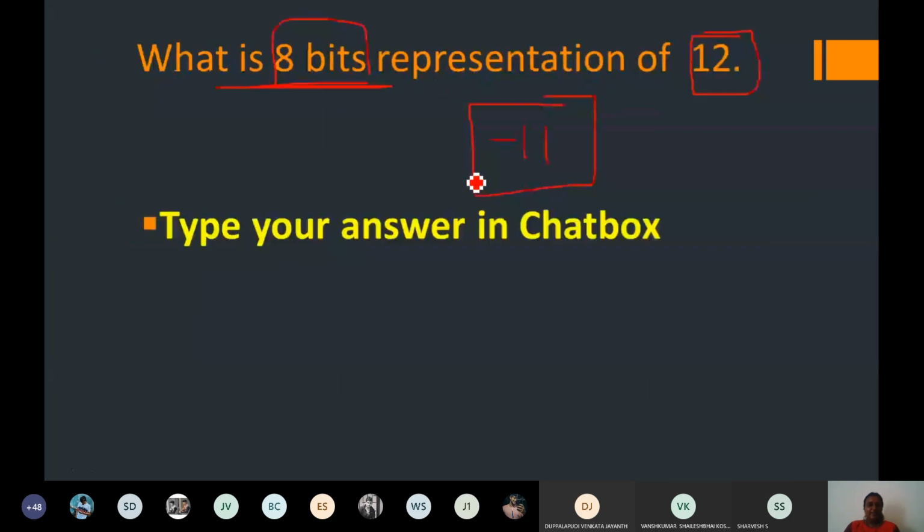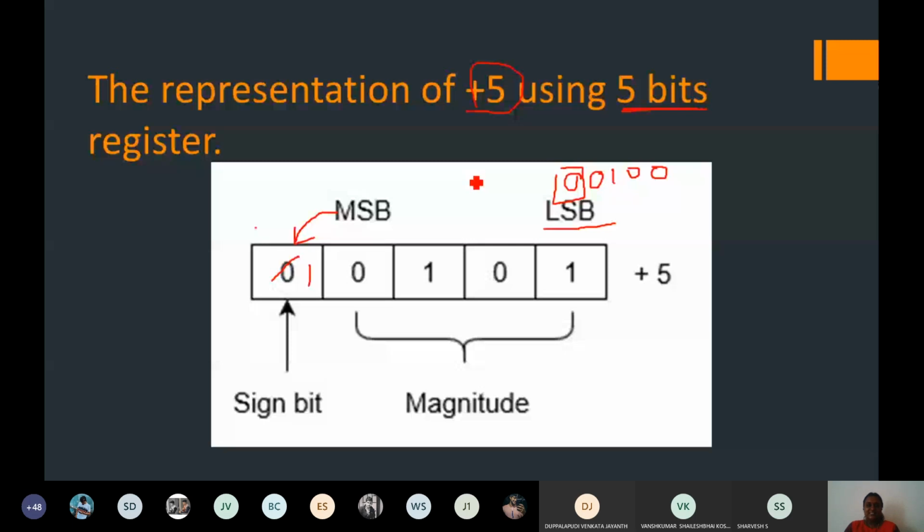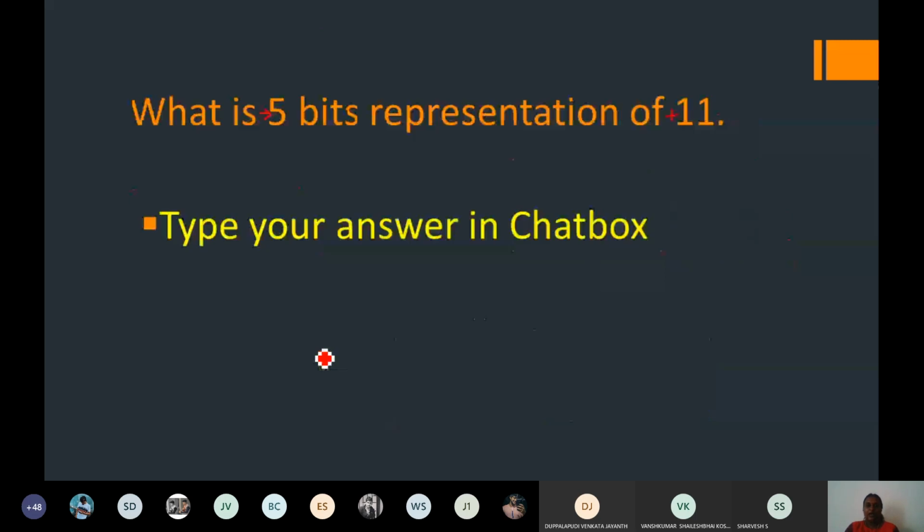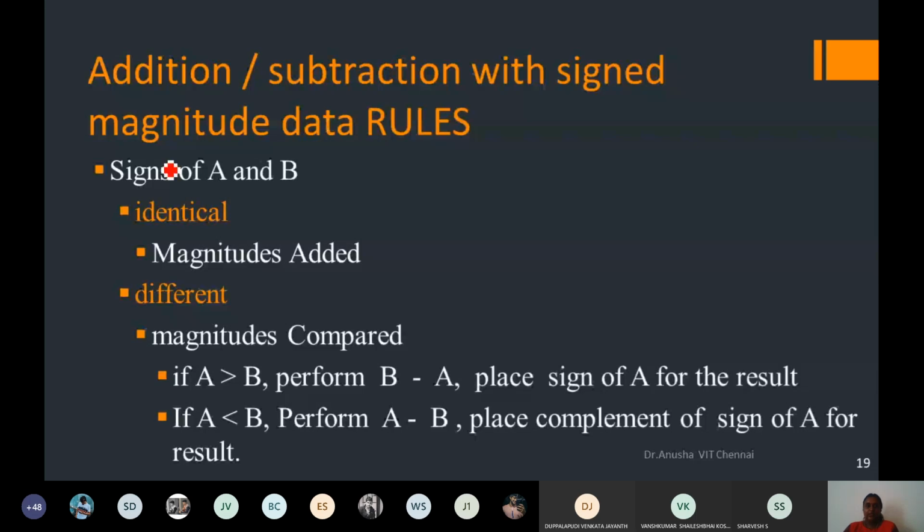So now we can represent all these in signed magnitude. We have been dealing only with signed magnitude form. Now I'm going to tell how arithmetic operations can be carried out with these numbers. First you have to check the signs of the numbers. A is the first number, B is the other number. I'm going to do some arithmetic operation, an addition or a subtraction. If the signs are identical, simply add the magnitudes.